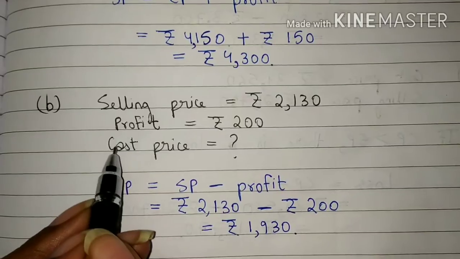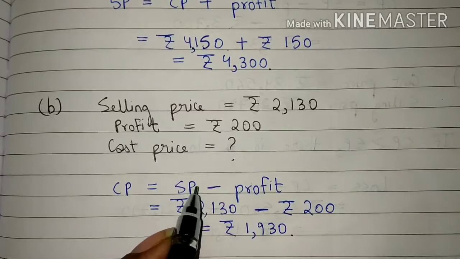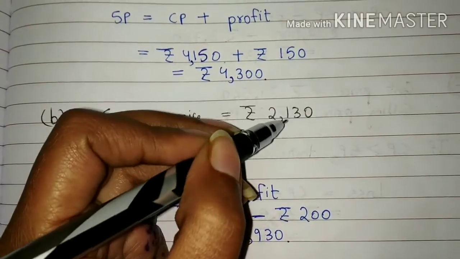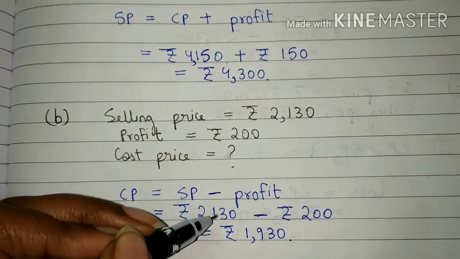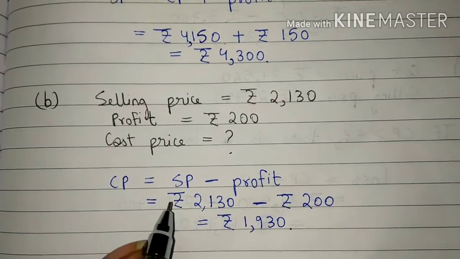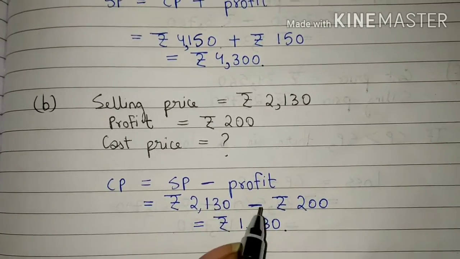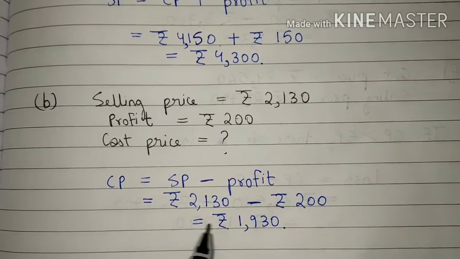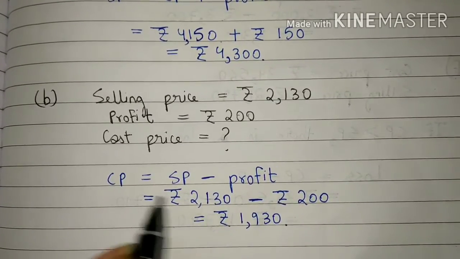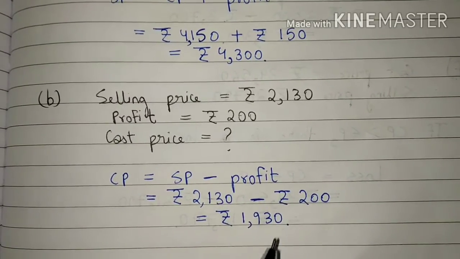Students, how will you calculate cost price? Cost price is equal to selling price minus profit. Selling price is rupees 2130 and profit is rupees 200. So, rupees 2130 minus rupees 200 is rupees 1930. So, cost price is rupees 1930.